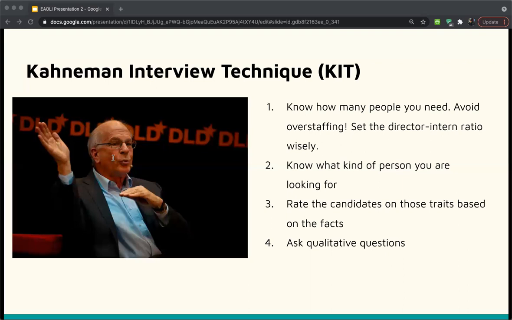Thirdly, make a list of factual questions for each trait, and then use a scoring scale like 1 to 5 or 1 to 10, or whatever you prefer, and have an idea of what you will call very weak and very strong, like what 1 means to you and what 10 means to you or 5 means to you. Then collect the information and score one trait at a time so that there will be no bias in the process. And last, set aside some time for qualitative questions.